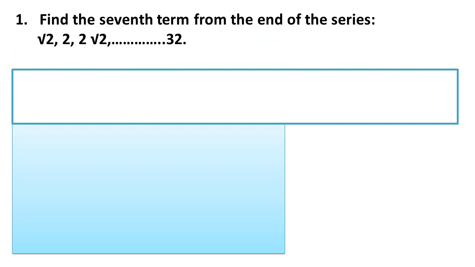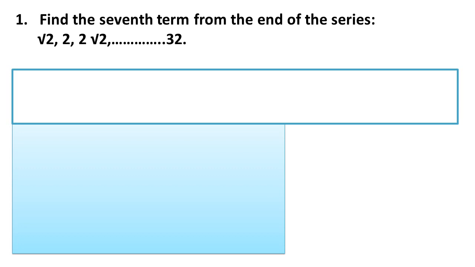Exercise 11C. Find the 7th term from the end of the series root 2, 2, 2 root 2 and so on. The last term is 32. Till now we have learnt how to find the nth term from the beginning. The formula we were using is Tn is equal to A into R to the power n minus 1. But in this problem we need to find the 7th term from the end. Let us see what formula is to be used for this.